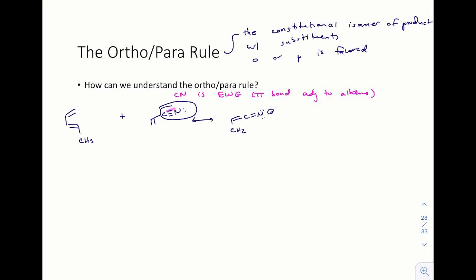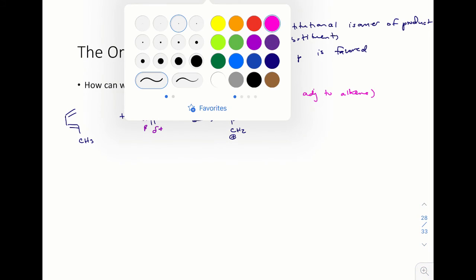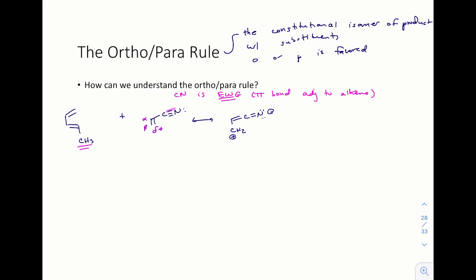The nitrile is certainly an electron withdrawing group on the 2 carbons of the alkene with which it is conjugated. We can represent how the nitrile withdraws electron density from the alkene with this resonance structure. Now, this is certainly the major resonance structure. However, we can infer from the minor resonance structure that there is a partial positive charge on the carbon that is beta to the nitrile. That's because nitrile is electron withdrawing.